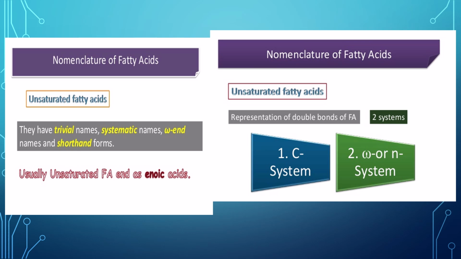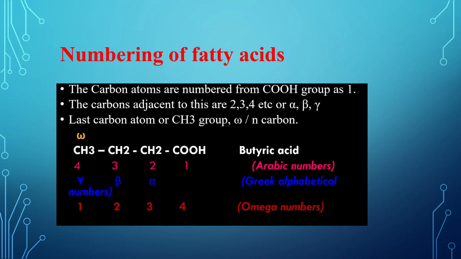For representing the double bond position in the fatty acid, there are two very important systems. One is the one carbon system, the C system. The second is the omega system or n system. Both are very, very important and frequently used for designating double bond containing fatty acids.